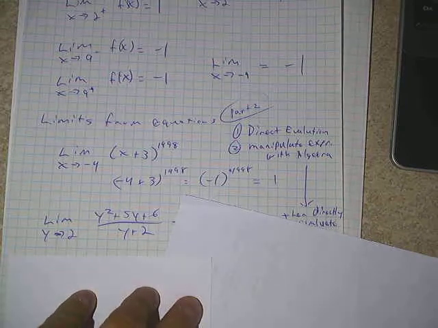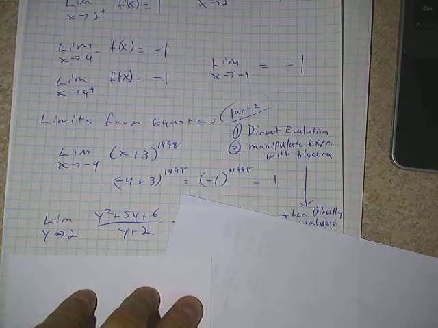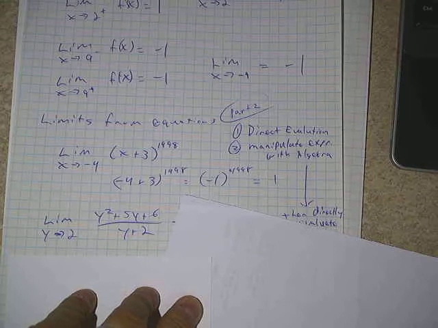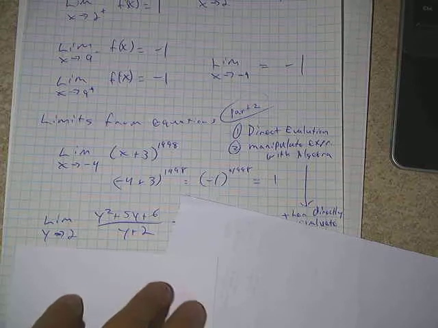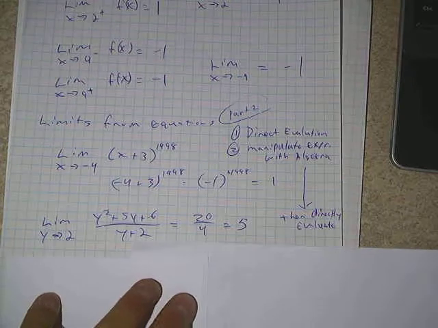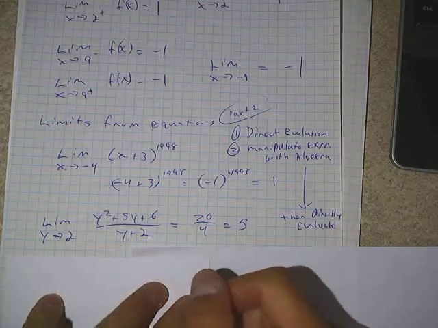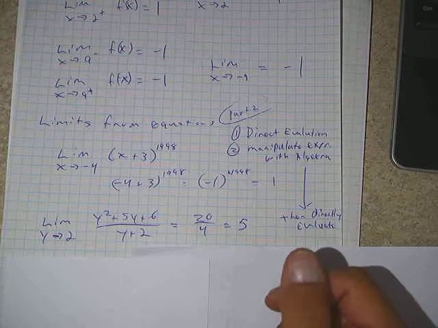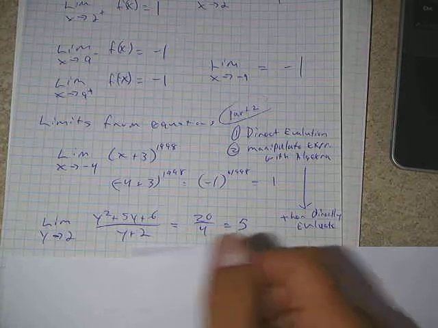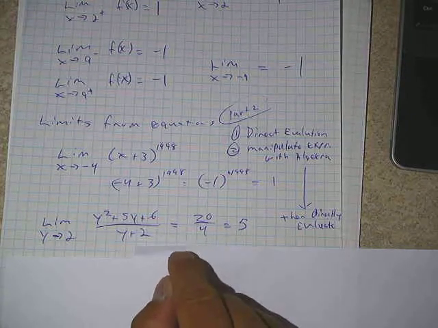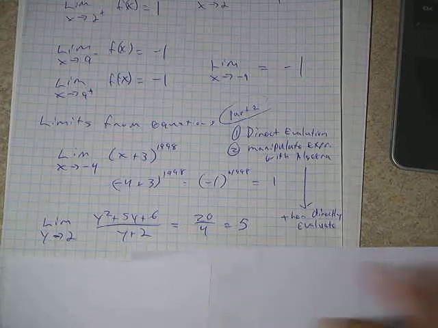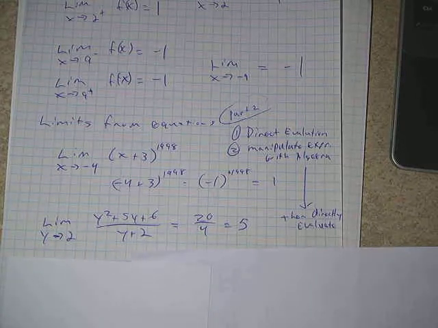We have (y squared plus 5y plus 6) over (y plus 2), and we want the limit as y approaches 2. Okay. So the question is, can we find the limit of this without having to graph it? In this particular case, if we try to directly evaluate it, what happens? Putting a 2 into the top, we'd get 4 plus 10 plus 6, which is 20. Putting a 2 in the bottom, we get a 4. 20 divided by 4 is 5. So the answer is, yeah, we can directly evaluate this because if we put in the 2, we get a valid answer.